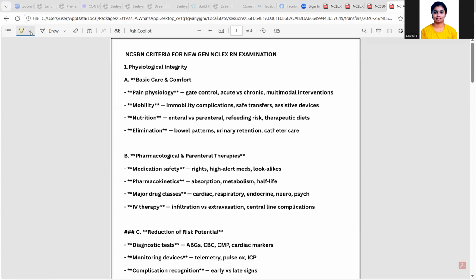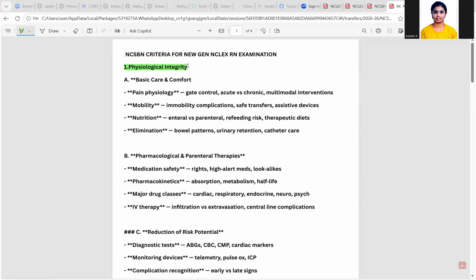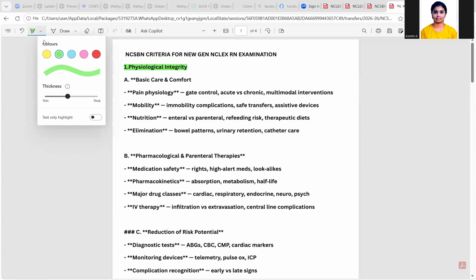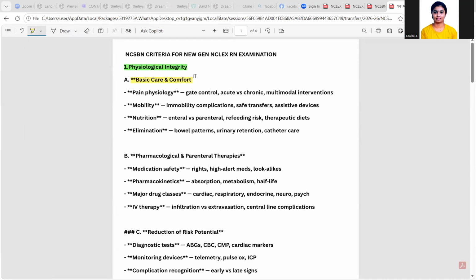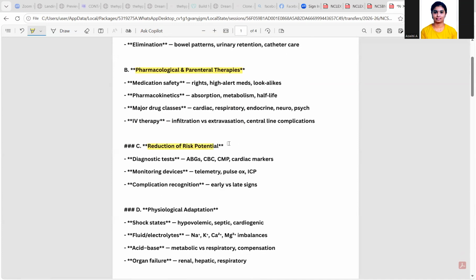The first main criterion is physiological integrity. In physiological integrity, three topics are coming. First one is basic care and comfort, that means the foundations of nursing. Second one, pharmacological and parenteral therapies. Third one, reduction of risk potential, that is to identify the early signs of complications and their management.